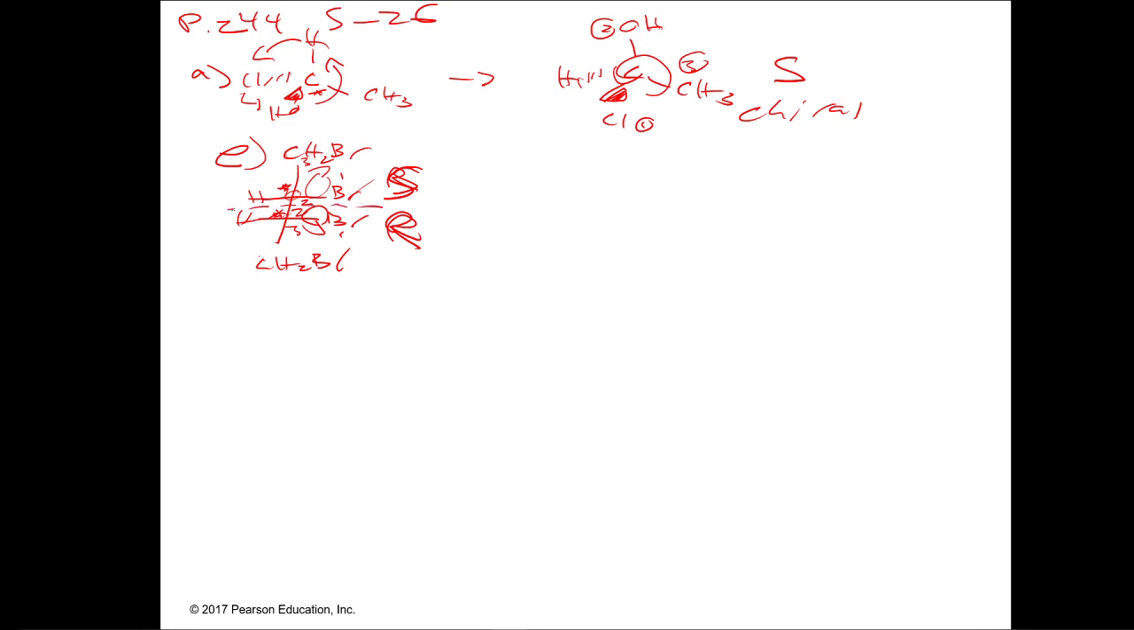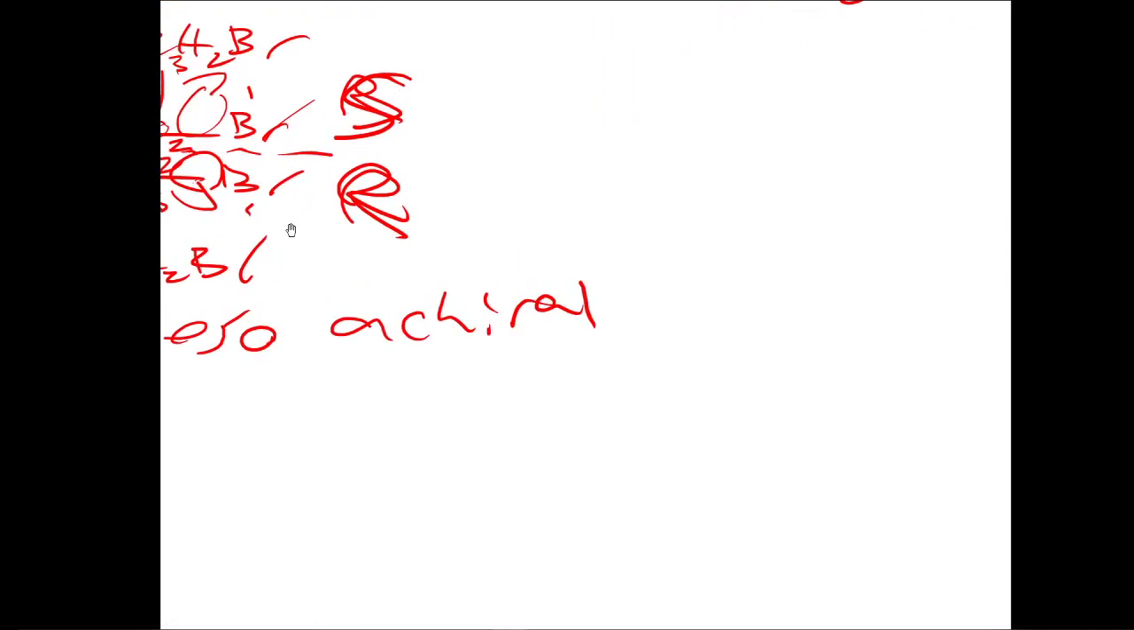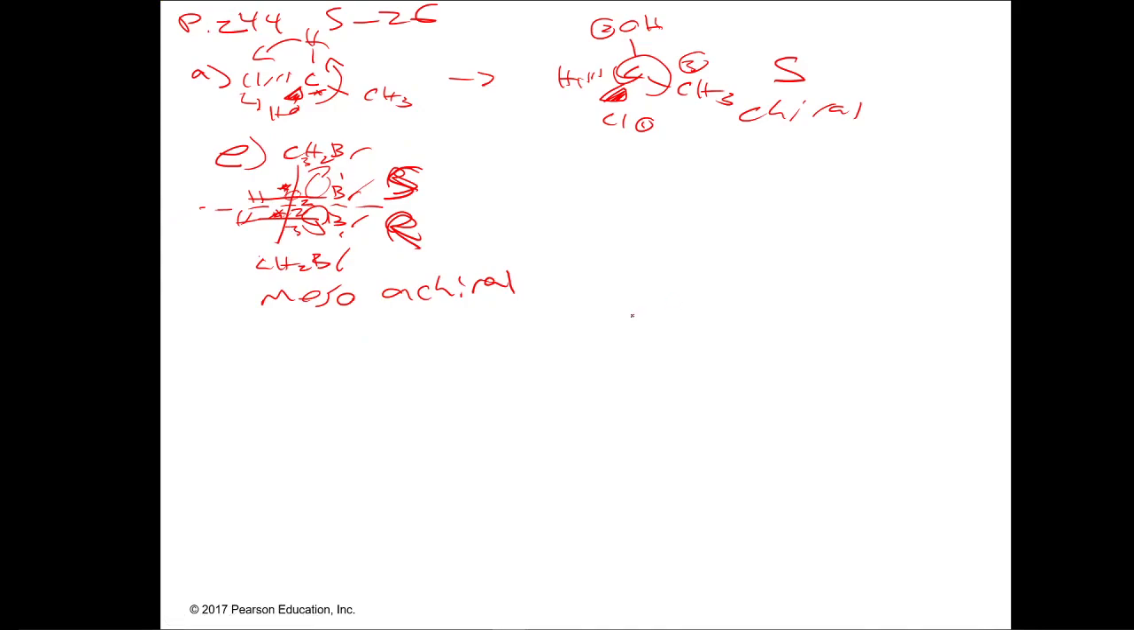But you can see you have a plane of symmetry. So this is actually a meso compound, and it's achiral. Meso compounds are a lot of times very easy to see. Now, if this had a chlorine, then this would not be the case, because it wouldn't be symmetrical.